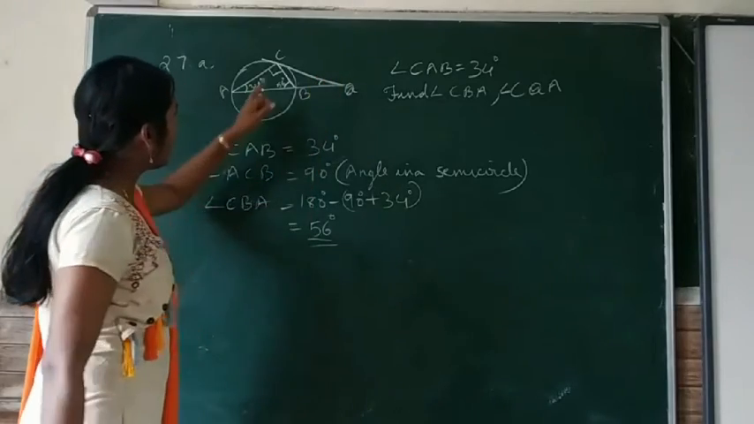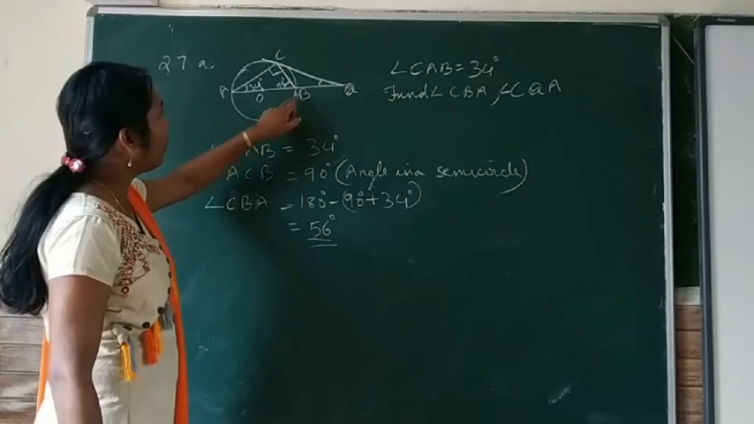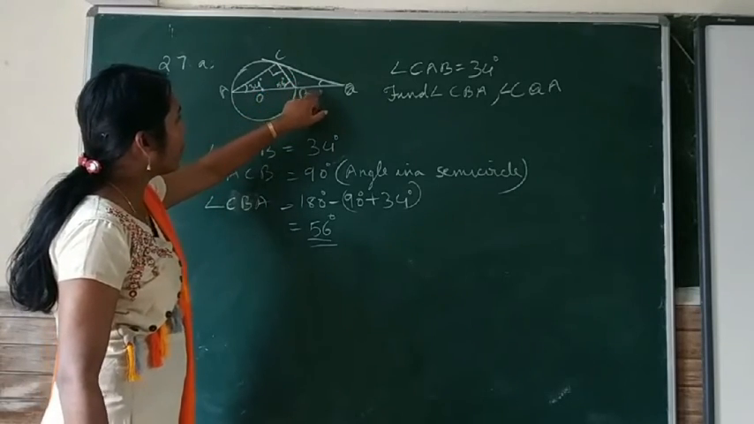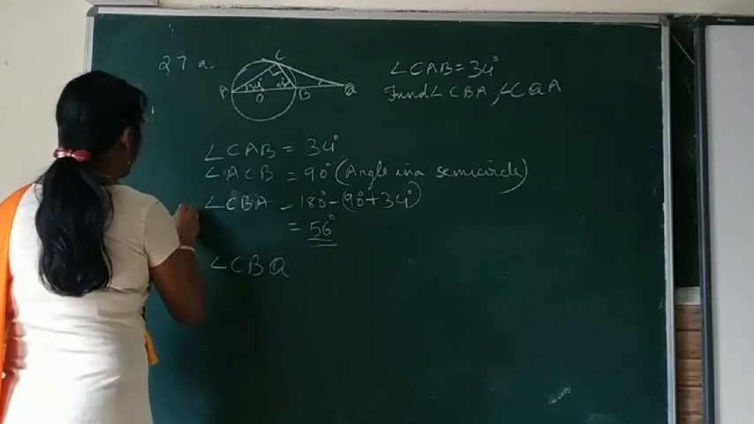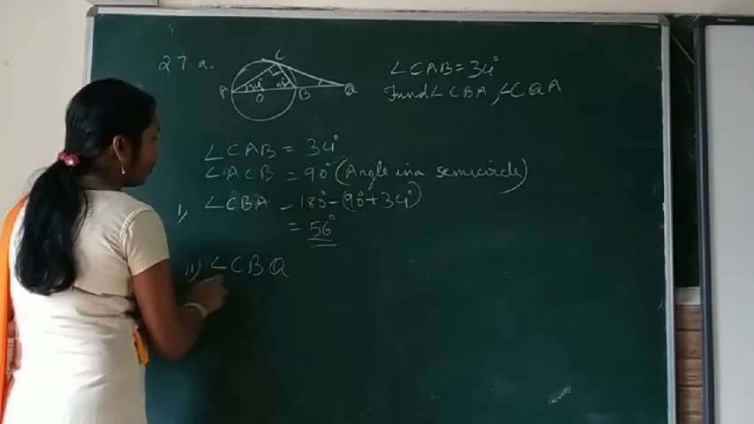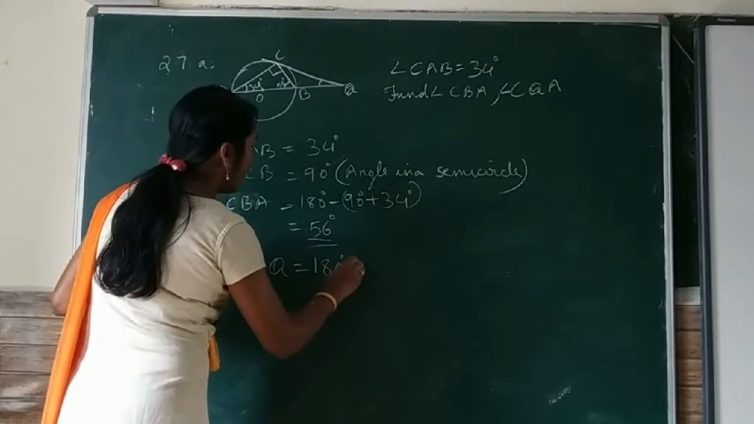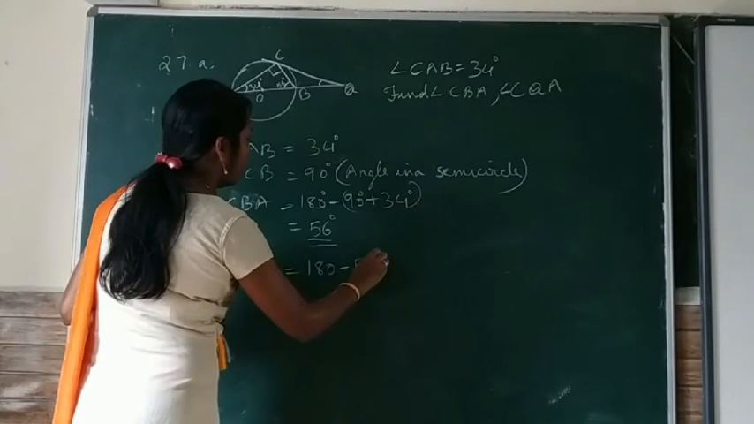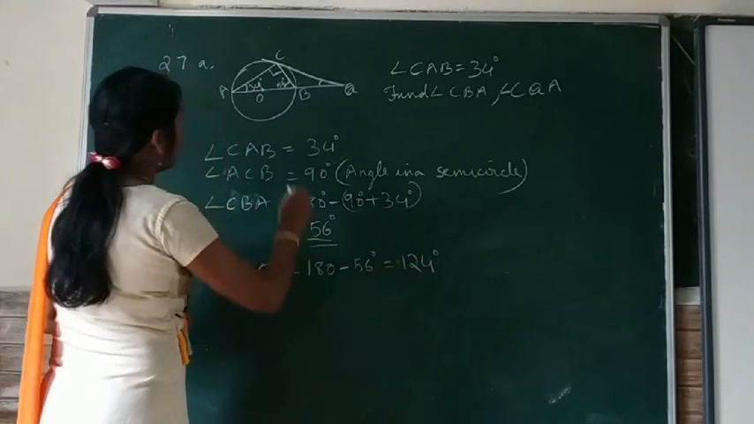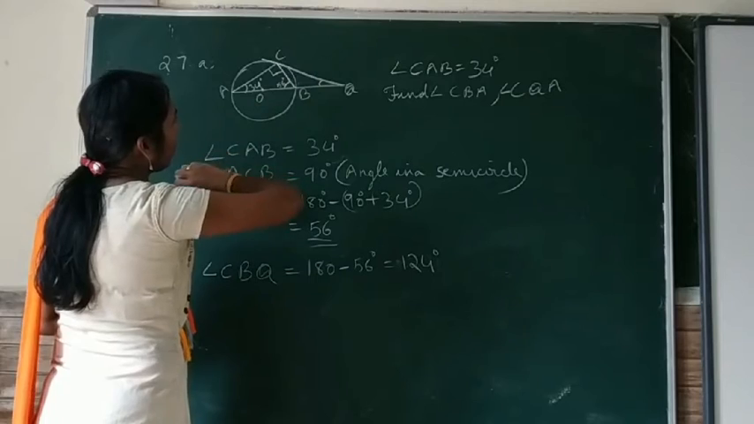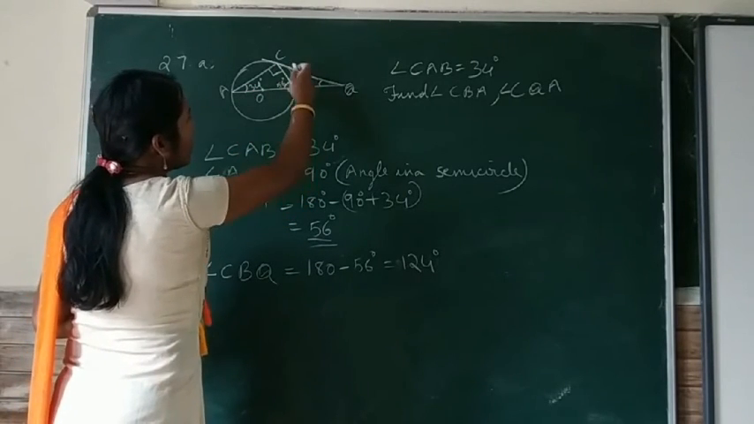That is in the triangle CBQ. Now we can find out angle CBQ. Angle CBQ is equal to linear pair, 180 minus 56. That is equal to 124 degrees. So this angle is 124. In the triangle CBQ, we need angle CQA.